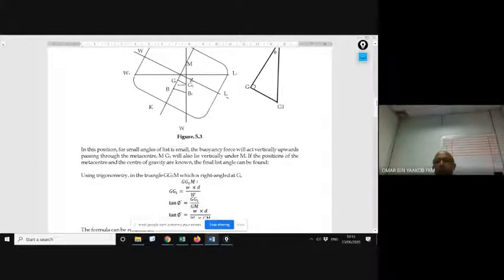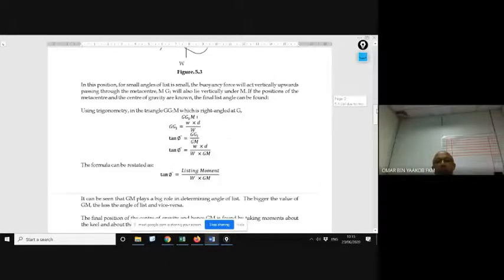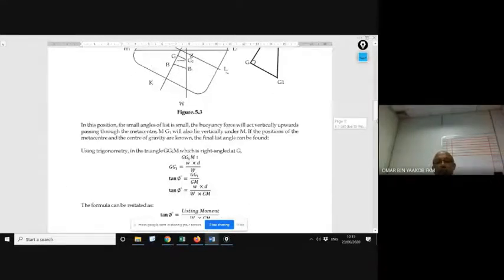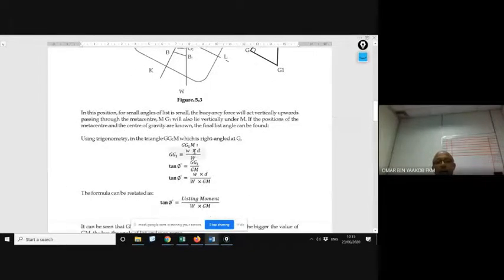And from our previous class in chapter 4, we know that the shift in center of gravity, GG1, is W times D divided by delta, which is the original weight. So the tangent of phi is W times D divided by the original weight, or the displacement of the ship, times GM. So this formula is very, very, very important for us to remember. You're going to need this throughout your life as a naval architect.